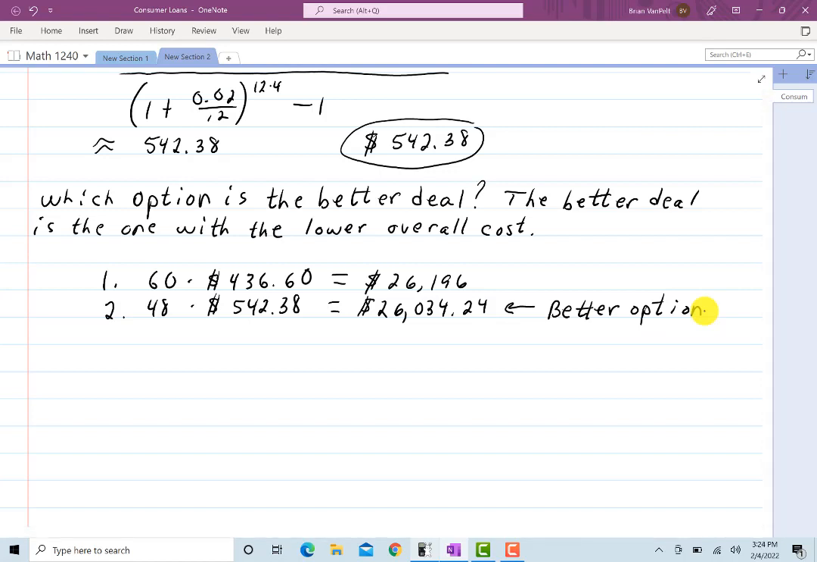However, people will choose option 1 because to a lot of people, the monthly payment is the thing that they budget, and they might be able to make the $400 payments and just can't quite get the money together to handle $542 every month.